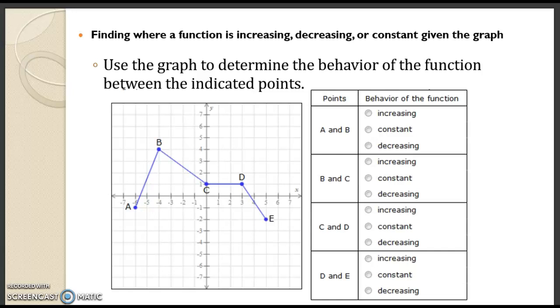Everybody. This video is going to talk about finding where a function is increasing, decreasing, or constant given the graph. So we're going to use the graph below to determine the behavior of the function between the indicated points. Okay, so let's look at this table here.